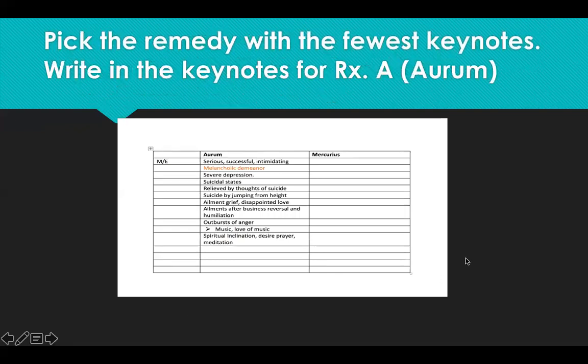So the first thing that you want to do is look at your 2 remedies that you're going to compare. I would pick the one with the fewest keynotes, because that will make your process easier. So pick the one with the fewest keynotes from Morrison, and then write those keynotes in for remedy A. Remedy A in this case is Aurum, and I've started writing the keynotes for the mental emotional symptoms.